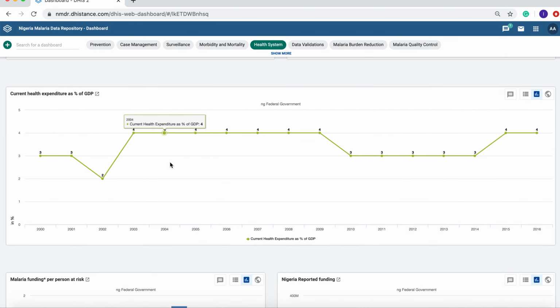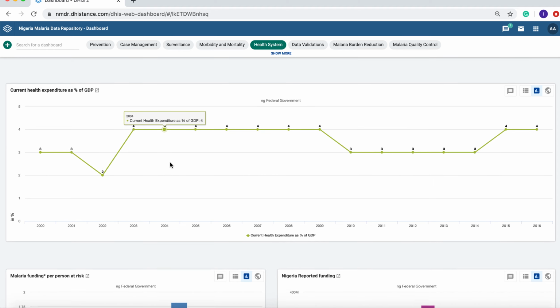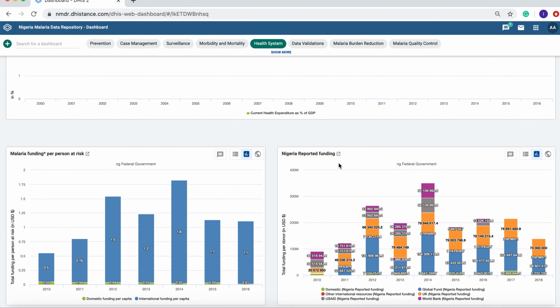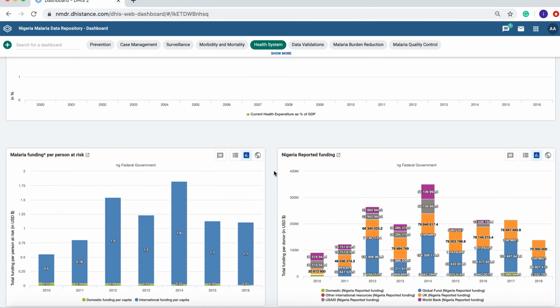So this is the current health expenditure as a percentage of GDP, that's gross domestic product. So you can see how much is being spent when you compare with the country's GDP. You can see a trend of 4% from the beginning of 2000 to 2016. You can also get a map showing malaria funding per person at risk. This is per capita expenditure, disaggregated by domestic and then international funding per capita. So towards 2016, you can see 1.1 of the funding is coming from the international support.